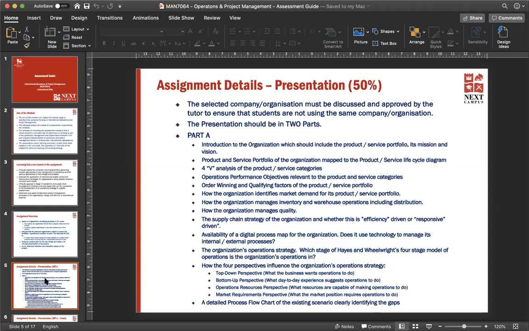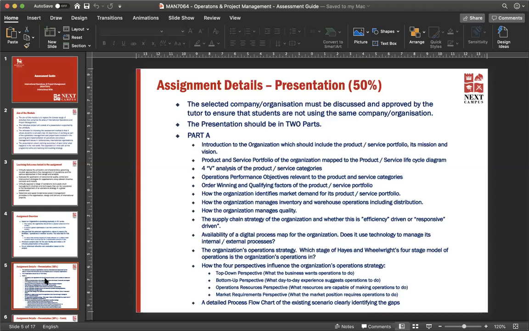Now if you have an issue with this, if you don't understand it, please tell me, because this is very important, this is very detailed, and then it gives you an indication as to what is expected out of your presentation.